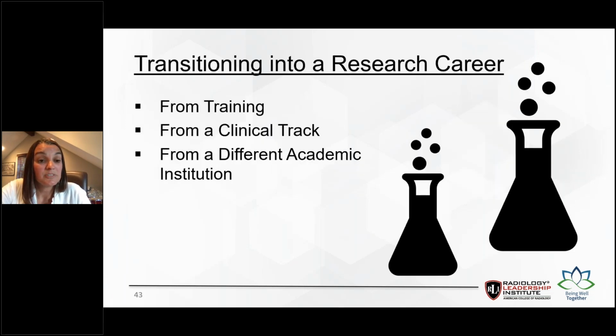If you're transitioning to a research career, again, it could be directly from training, it could be from a clinical track or from a different academic institution. It can be incredibly challenging to feel successful in both clinical work and in a research program, to meet the expectations of both your clinical and your research colleagues. But much of this is self-driven. So again, you need to envision what you want your career to look like, what leadership positions you want to take, and what's important to you. Next.